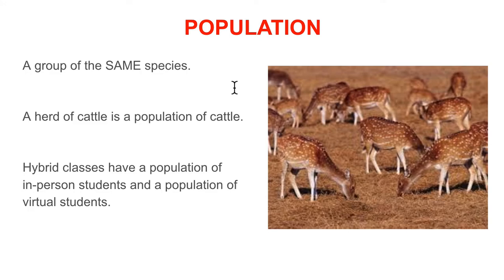So a herd of cattle, that is one population of cattle. Here in school, we have a population of humans. We have a population of cockroaches. We have a population of mice. And then when all those populations come together, well, that would be a community.